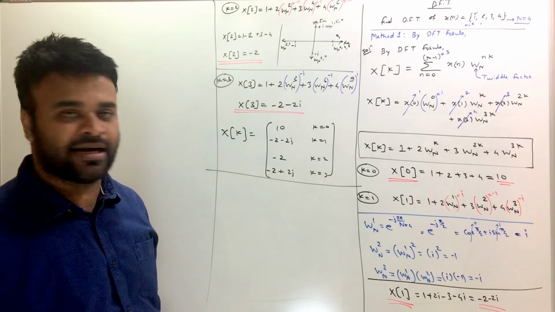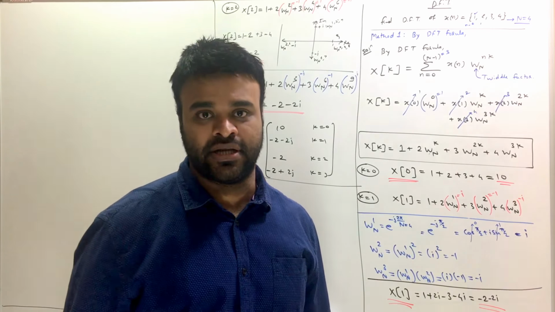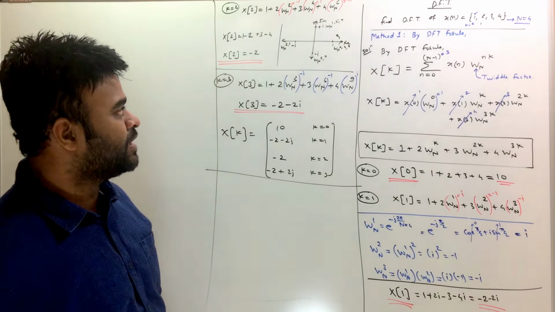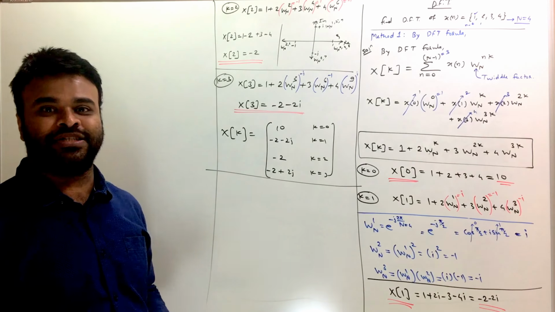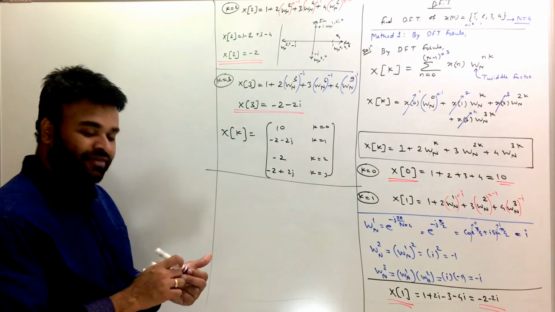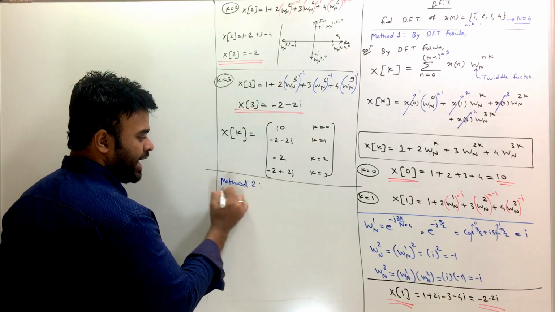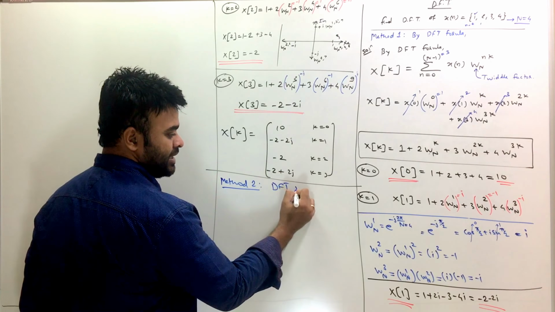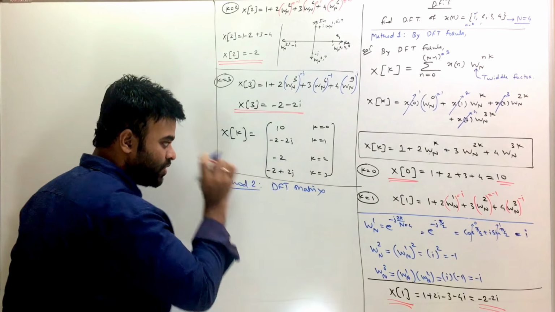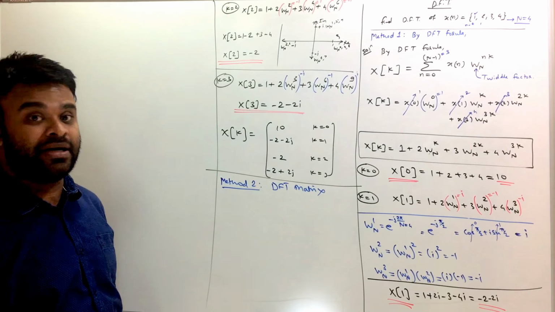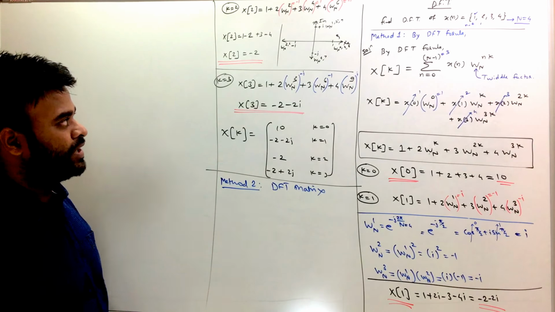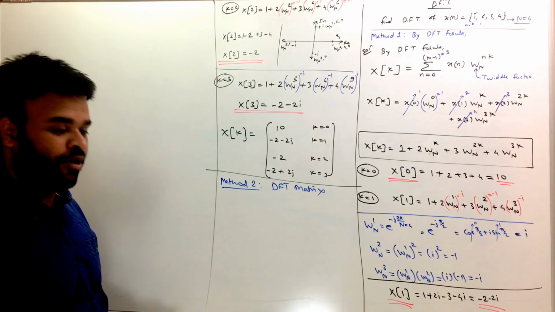Now, as I said, there are various methods you can use to do the same question. Okay, so now let me show you method 2. You can take method 2 as a shortcut method. Let me explain to you how this works. For method 2, we'll be using the DFT matrix. The discrete Fourier transform can be expressed in the form of a matrix, and you can use that matrix to find out the DFT of x of n.